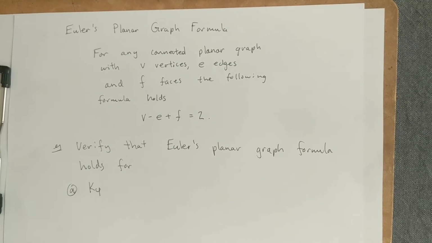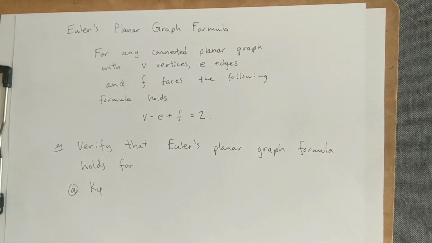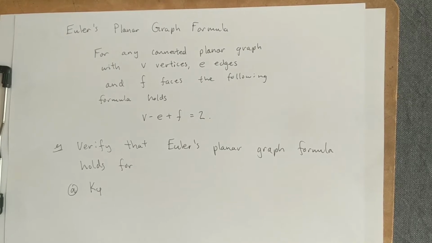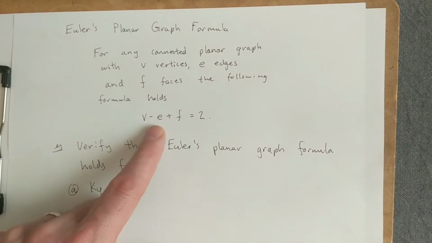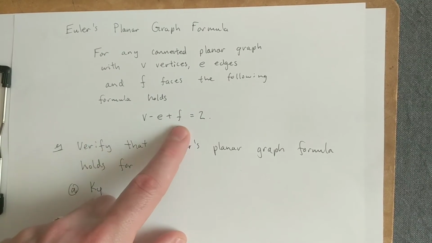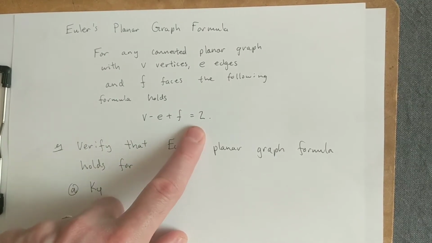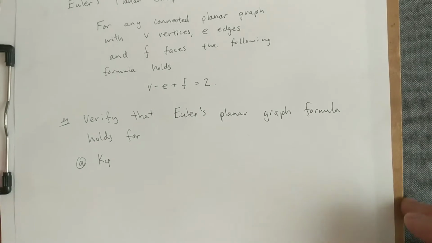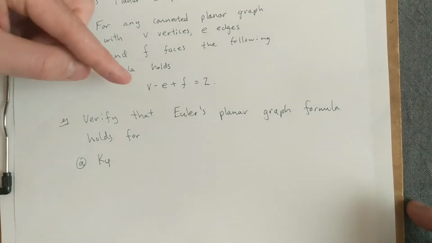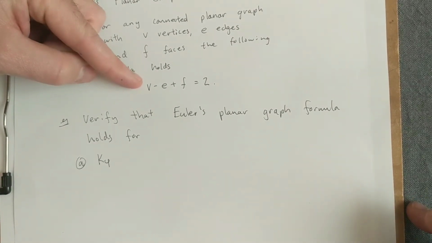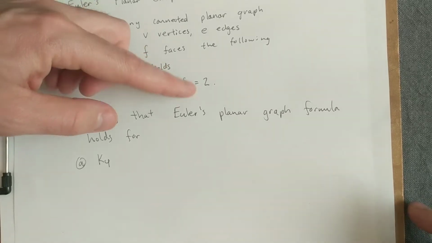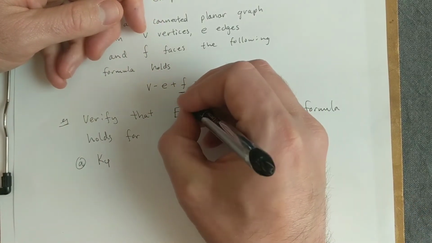Euler's planar graph formula says that for any connected planar graph with V vertices, E edges, and F faces, the following formula holds. If I take the number of vertices and subtract the number of edges and then add the number of faces, it's always equal to 2. It is clear from what we looked at already what the vertices and the edges are, but we haven't really talked about what faces are.